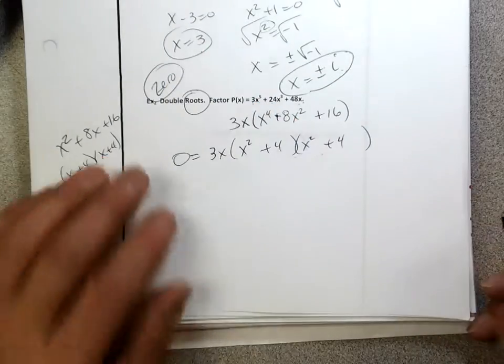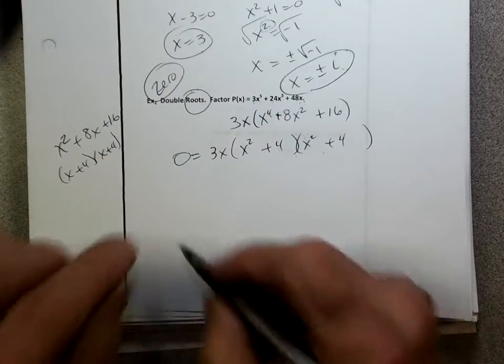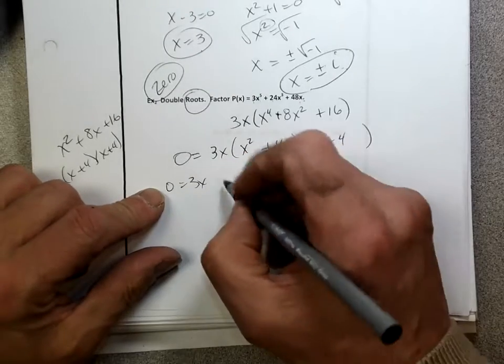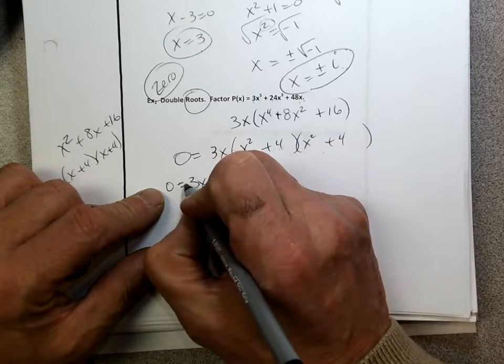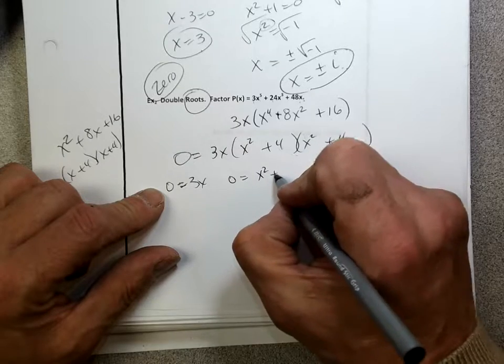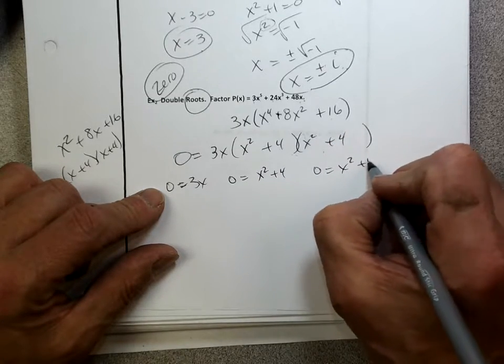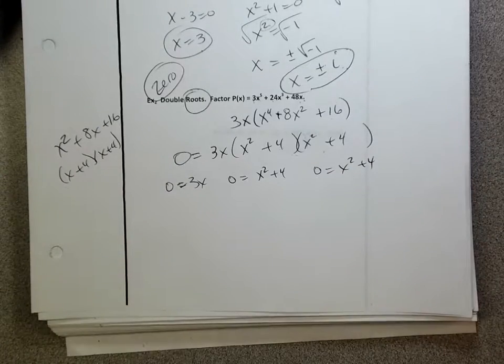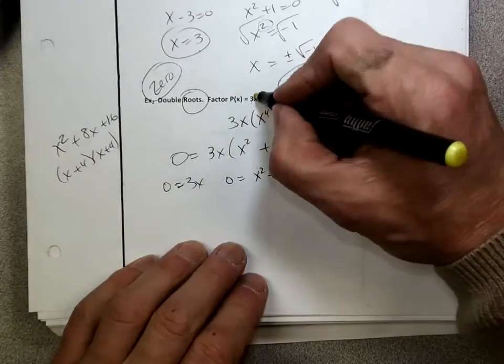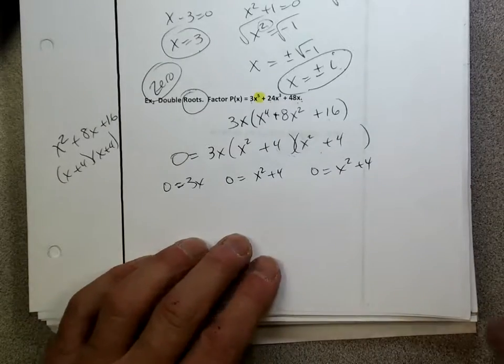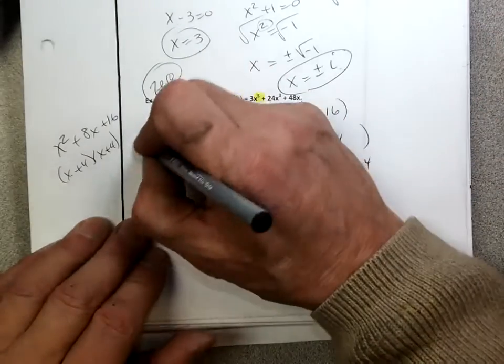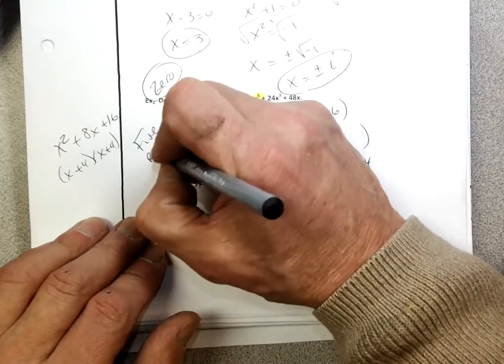Set it equal to 0, okay? So I'm going to solve. I have 0 equals 3x. I'm going to have 0 equals x squared plus 4. And I'm going to have 0 equals x squared plus 4. Okay, now, you ready? I need 5 answers. I really do. There are going to be 5 roots.